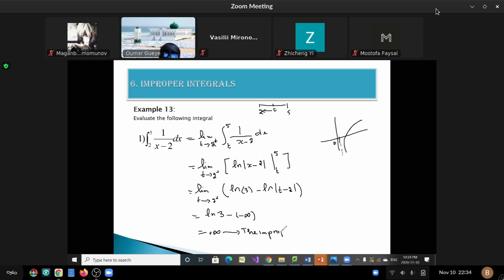I had a question. The integral goes from 2 to 5, and you chose the limit where t goes to 2. Are we always choosing the lower bound and replacing it with another letter as a constant? Or can we also take the upper bound and replace it with a constant?